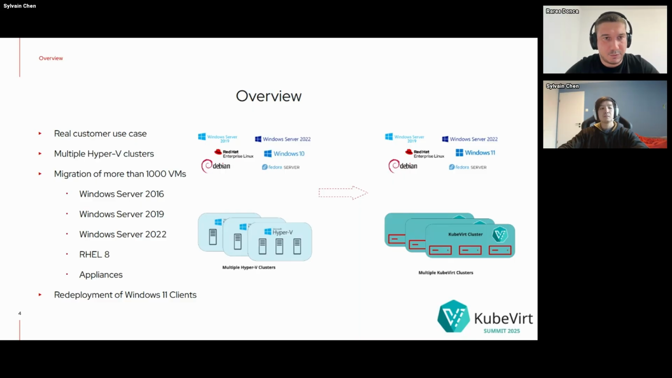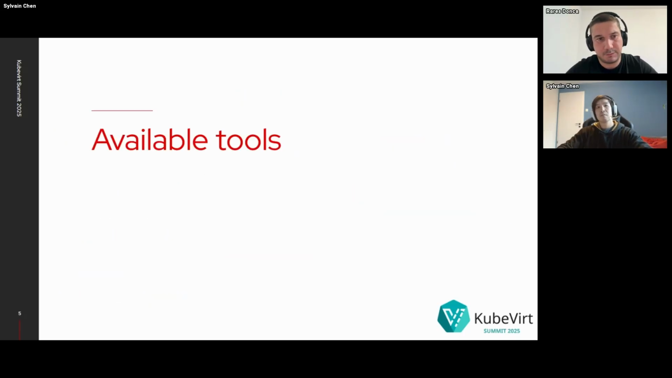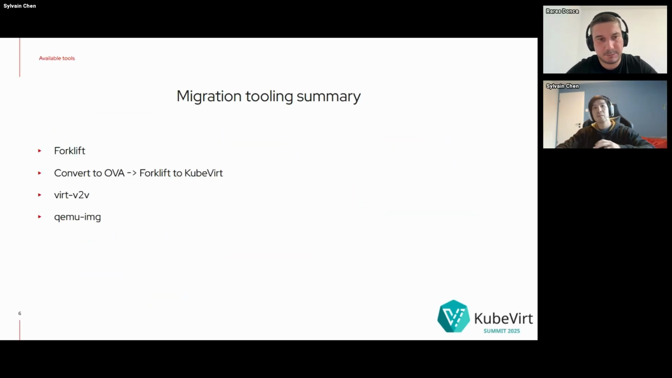Nonetheless, the customer was also running some client VMs, like a VDI desktop but with no brokers. In Hyper-V it was mainly Windows 10, and moving to KubeVirt it's Windows 11. They are all going to be redeployed, so no migration in this case. So that said, I will pass it over to Sylvain to give us a little bit of an overview about the state of migration tooling from Hyper-V to KubeVirt.